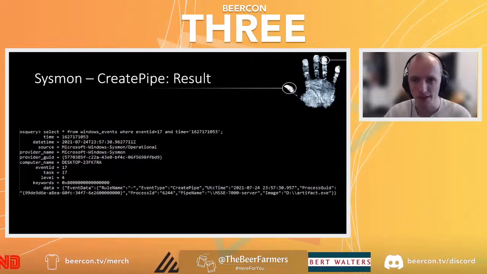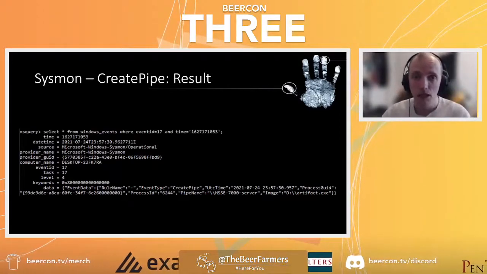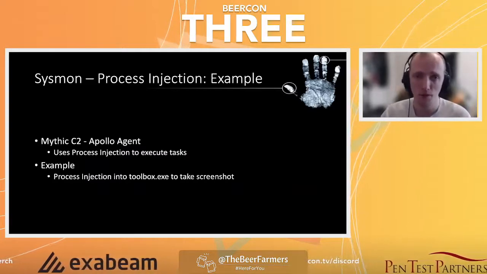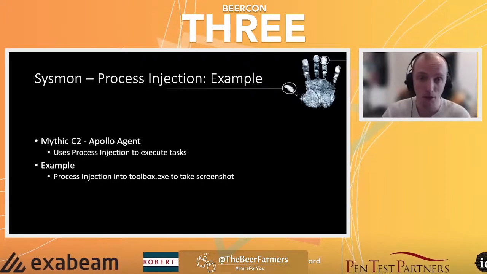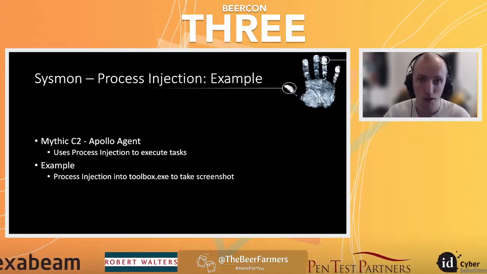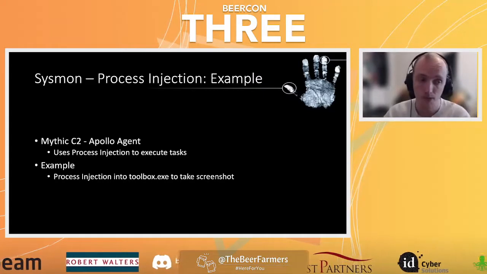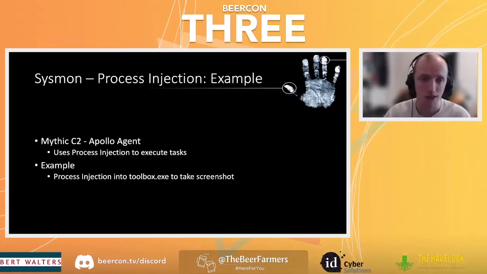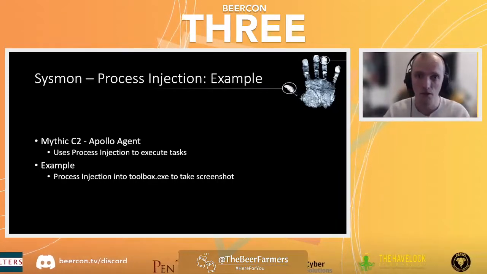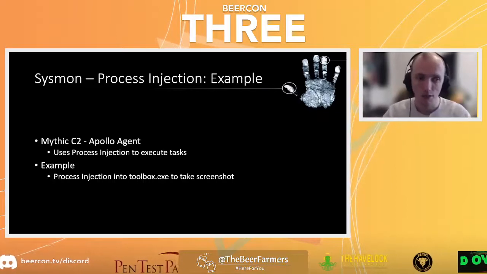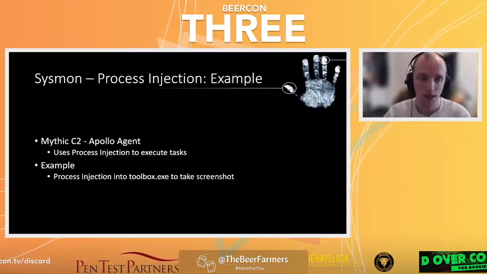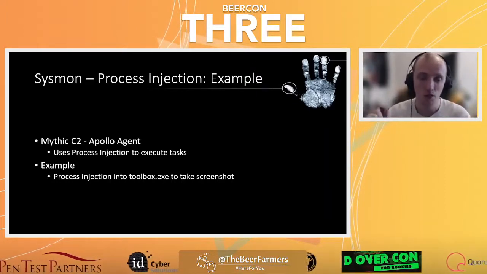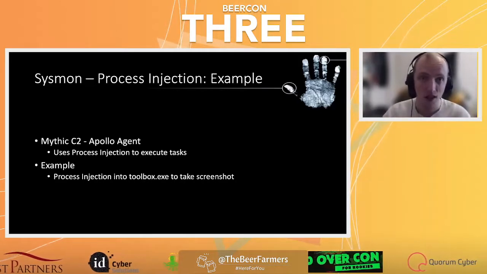Now, another example that's quite useful with Sysmon is process injection. We've talked about the Mythic framework before, and one of the agents is the Apollo agent, basically an agent created in .NET to run on Windows. Now, the Apollo agent uses process injection to execute a myriad of tasks. For example, let's say I want to take screenshots from the system I compromised. Then you can do that with the Apollo agent. In this example, I used the Apollo agent to inject myself into a Toolbox binary, which is from JetBrains, and from there take screenshots from the system.